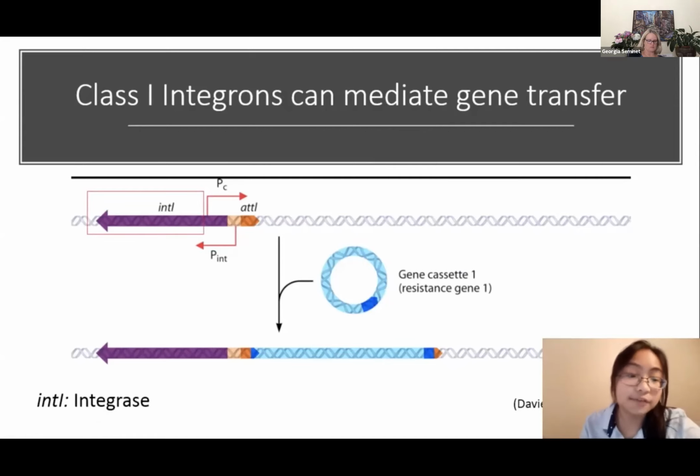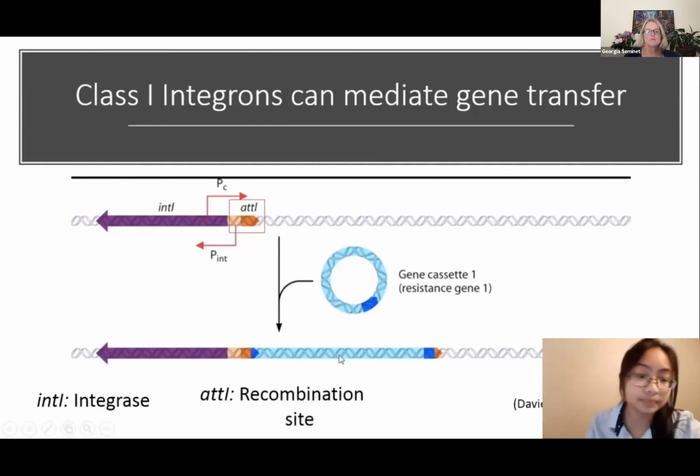These integrons have 4 fundamental parts, the first of which is the intI gene that encodes for the integrase, here in this purple. Integrase is a tyrosine recombinase that is needed for the recombination of the gene cassette into the integron itself. Next, there is the attI site, which is the recombination site that is recognized by the integrase, so that is where the genes are integrated.